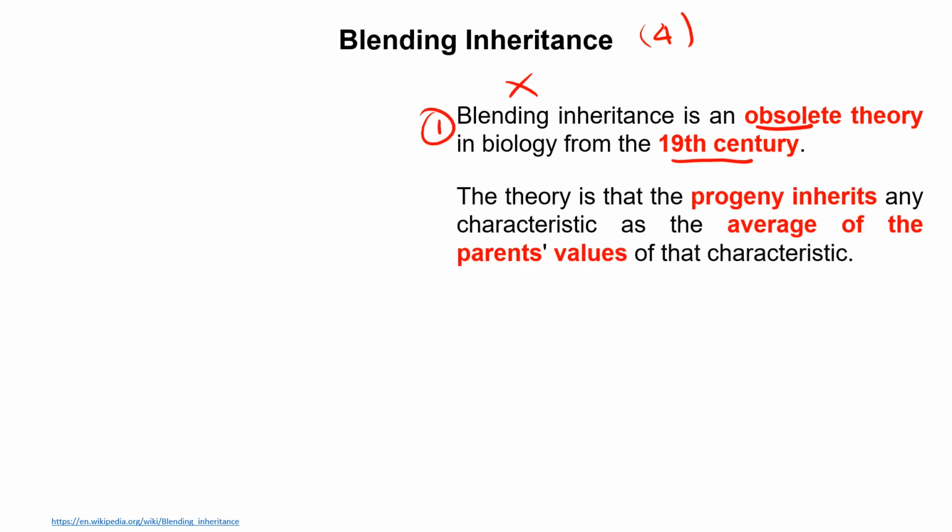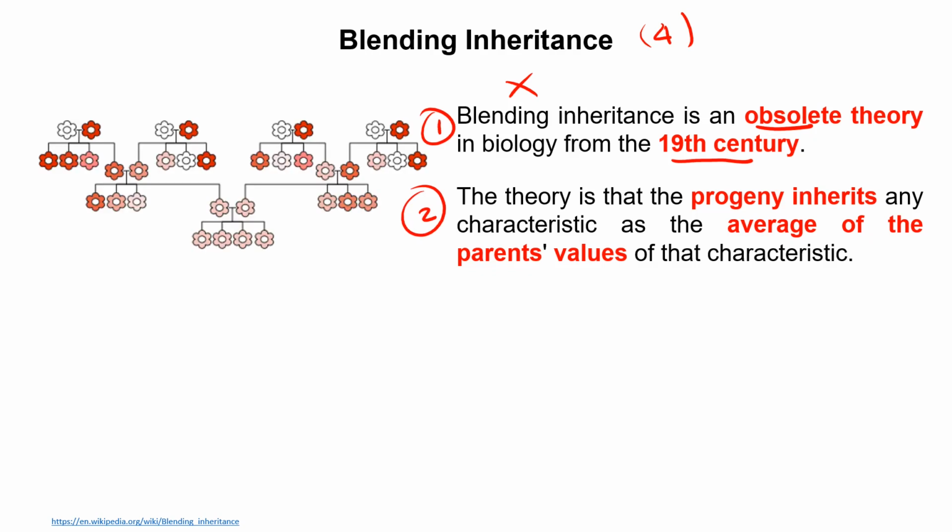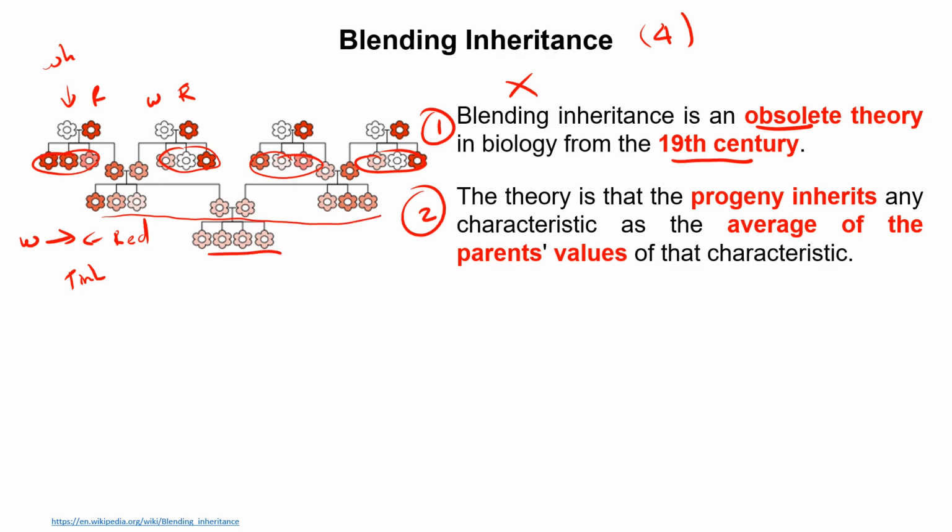Second thing that I want you to remember, that blended inheritance, and if you want, you can see again this schematic. Here you have white flowers and red flowers, and here white and red. And what you're doing, when you have white and red, the average of those will be pink. And this is what happens every generation. The flowers will start getting more similar and more similar and more similar. So even the next generation looks more similar, and at the end, in a few generations, all of them will look the same. So again, in this hypothesis, the progeny inherits any characteristic as the average of the parents' values.